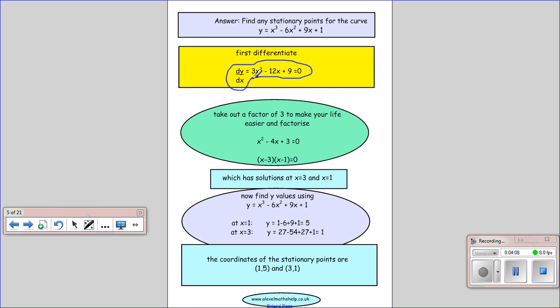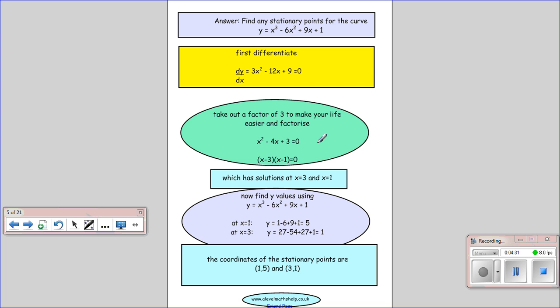So now we look at this and we want to make our life as easy as possible. If there's anything you can factorize out, you want to do it now. We can see there's a factor of 3 in each term. So we take out that factor of 3, leaving us with x squared minus 4x plus 3. Now we're going to factorize this into 2 brackets.